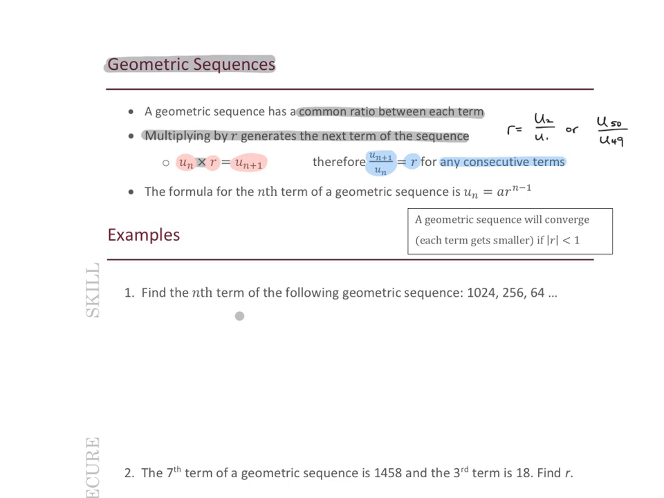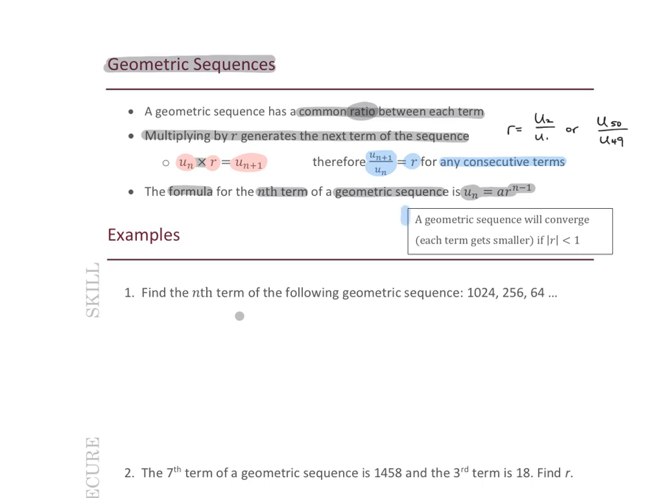Now we have another formula for this. You have to learn this one. This isn't given to you. The formula for the nth term, so the general term of a geometric sequence, is un, so we've got that same notation as an arithmetic, equals ar to the n minus 1. So the only thing that's different is we have an r, we have a ratio, rather than a difference.